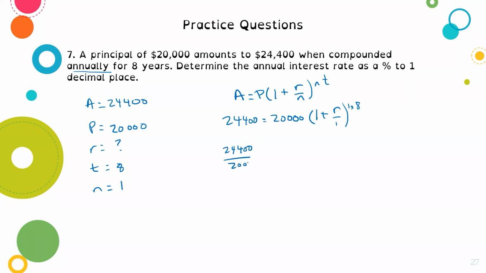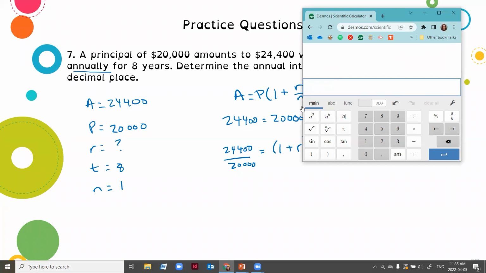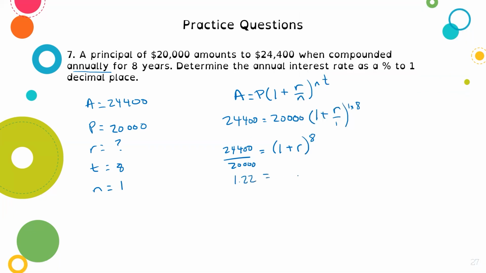So we're going to get 24,400 divided by 20,000 is equal to (1 plus R) to the exponent 8. Because R is inside of our brackets to the exponent 8, we need to do this division first. So we have 24,400 divided by 20,000 equals 1.22, equals (1 plus R) to the 8th. So we're going to take the 8th root of 1.22 to isolate for R, because the 8th root cancels off the exponent 8.